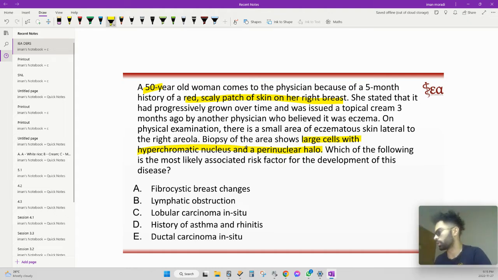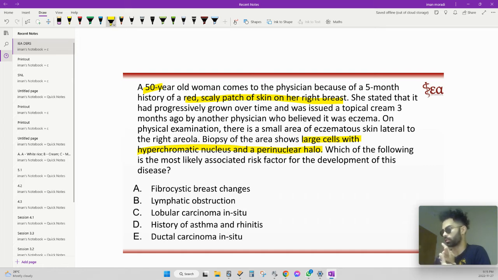A 50-year-old woman comes to the physician because of a 5-year history of red scaly patchy skin on the breast. Okay, so there's some cutaneous changes. She used a typical topical cream. It doesn't work. On physical examination, there's some eczema. Okay, there are large cells with hyperchromatic nucleus and perinuclear halos, right? So two things important here. We have some skin changes, kind of like red patchy stuff around the nipple, and we have some abnormal looking cells.